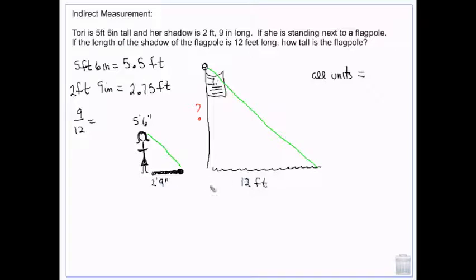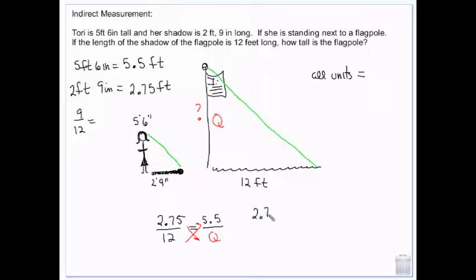So the 2.75 and the 12 go together because they're both the ground, the shadows. And then the 5.5 goes with the flagpole, which I'm going to call X. Or actually, what letter would you guys like to use for the flagpole? Q. Okay, we're going to call it Q. Why Q? Just because. Could it be a capital Q though? Yes, it can. It can be any letter you want. Q. Good? Okay. Cross multiply.